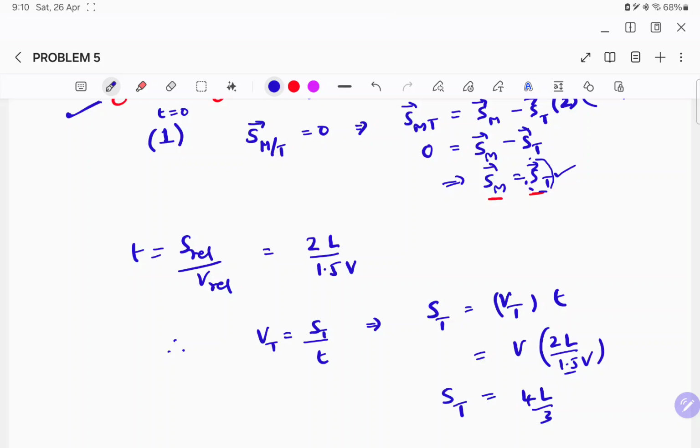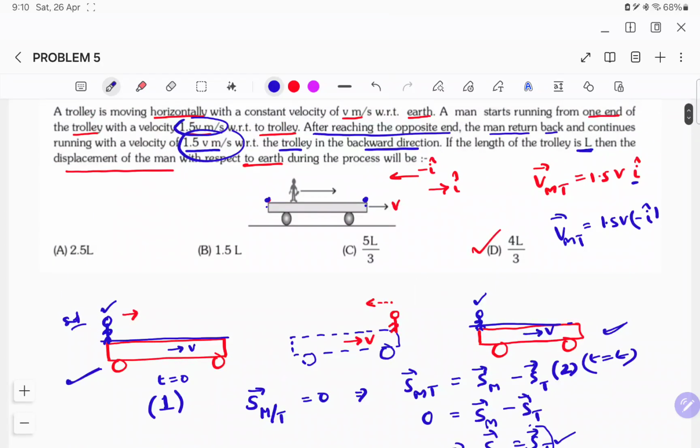So I can say displacement of the man with respect to the ground as well as displacement of the trolley with respect to the ground, both are 4L by 3, as we got this relation. Hence, as I mentioned here, option D will be our right answer for this question.